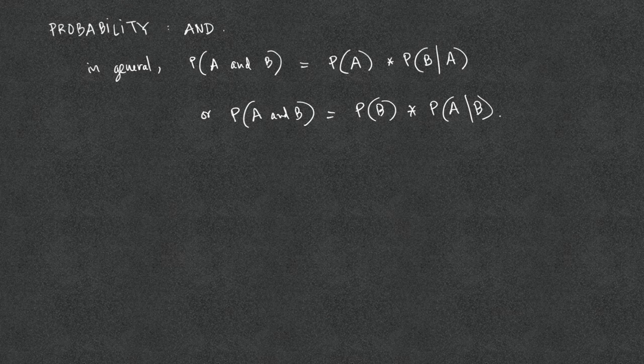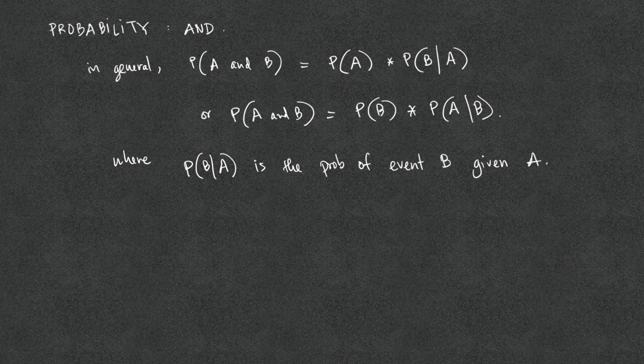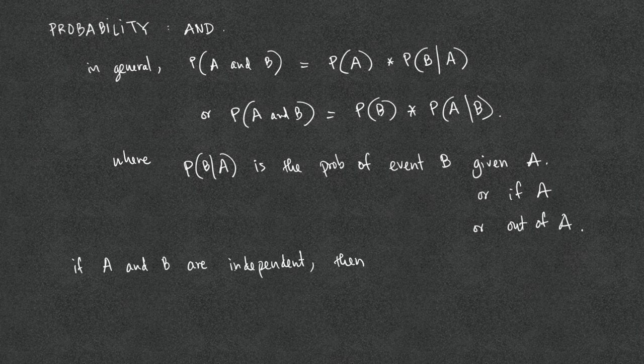Regardless, we still need to multiply the two probabilities, where the notation, the probability of B given A, is the probability of B given that A occurs, or the probability of B if the event A occurs, or out of A, the probability that the event B occurs.